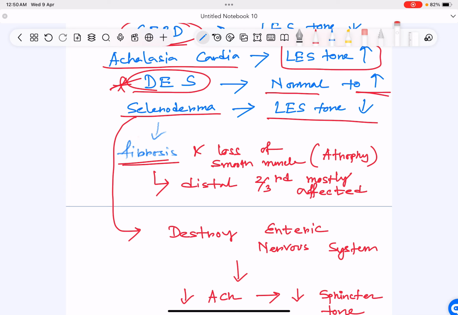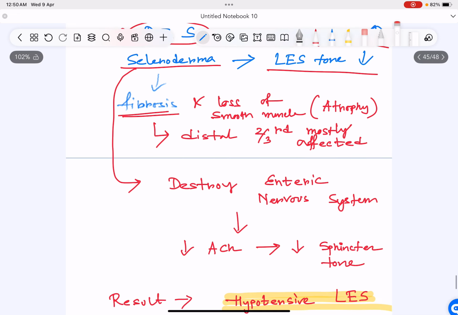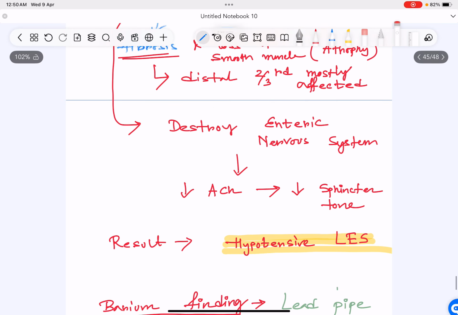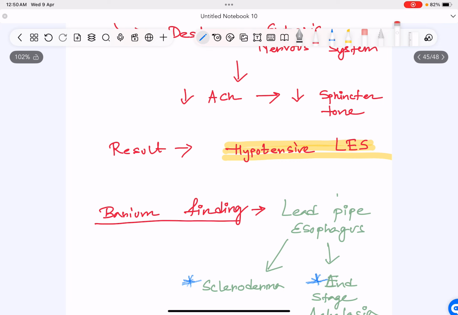See, the distal 2/3 of the esophagus is smooth muscle cell and the middle 1/3 is obviously mixed. So it is loss of the smooth muscle cells. When you lose the smooth muscle cells and they are replaced by fibrosis, the LES muscle tone decreases. Scleroderma also destroys the enteric nervous system neurons. If the neurons are destroyed, there is no ACh release, and no ACh release means loss of sphincter tone. So in scleroderma, because of the loss of the muscle, there is a decrease in the LES tone.